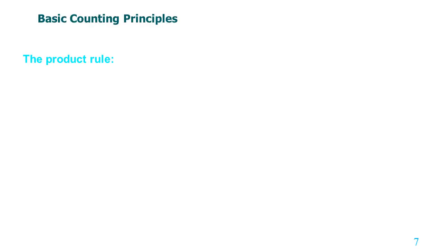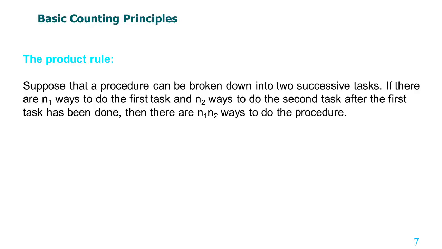Another rule is the product rule. Suppose that a procedure can be broken down into two successive tasks. If there are n1 ways to do the first task and n2 ways to do the second task after the first task has been done, then there are n1 times n2 ways to do the procedure.